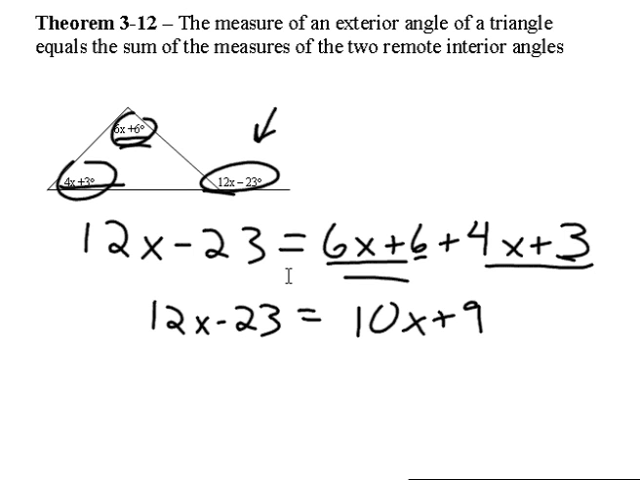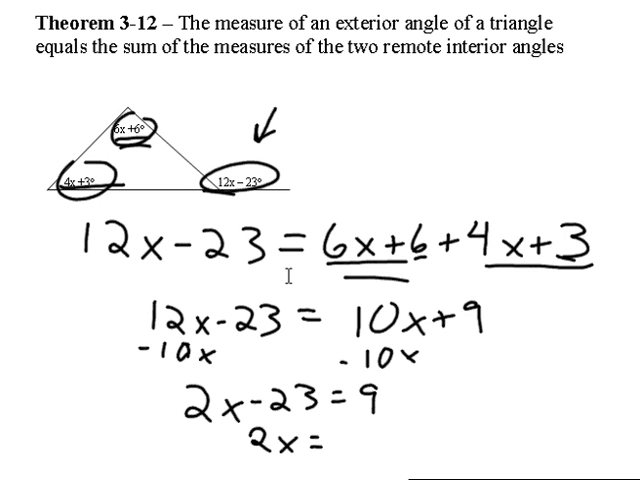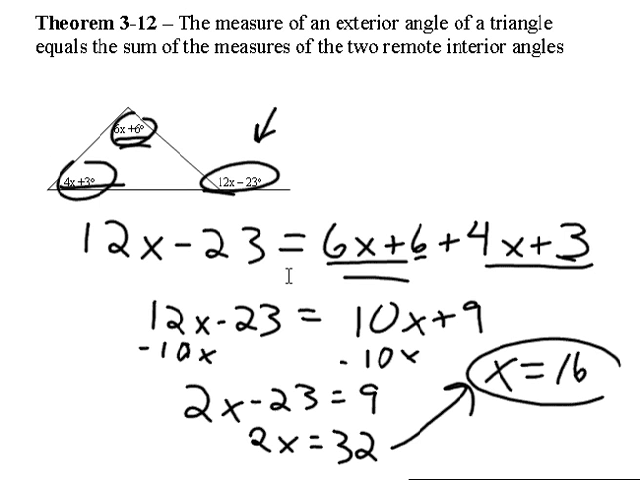And from here, this is, again, more algebra. We subtract 10x from both sides and get 2x minus 23 equals 9. Add 23 to both sides, and we get 2x equals 32. And you end up with x equals 16 when you divide by 2 on both sides. And you're finished. And that concludes all of our notes for section 3.4.